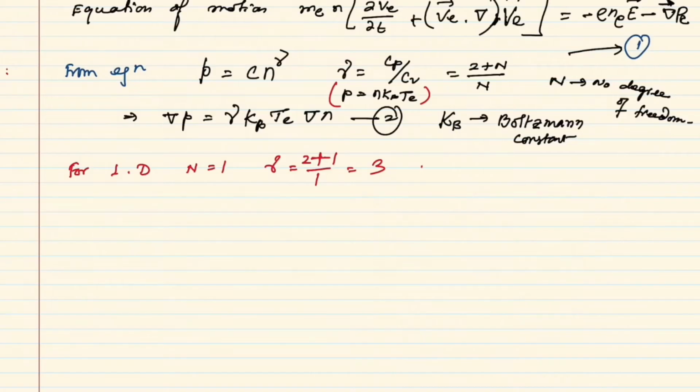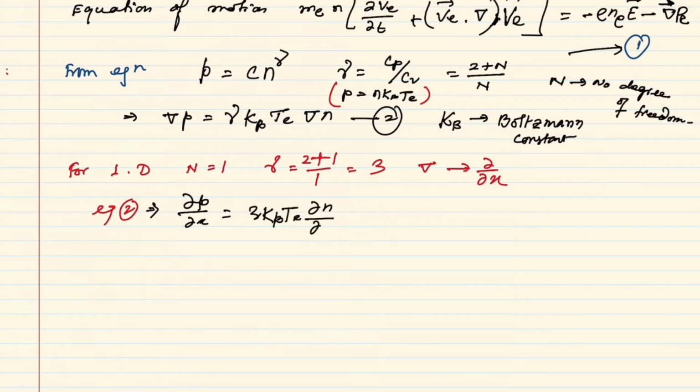Okay, and del will be written as del x. Then equation 2 becomes del P by del x is equal to 3 K B T E del N by del x I cap, equation number 3. If we use this equation 3 in equation number 1, so let me write the equation numbers in red. Okay, this is equation number 3.